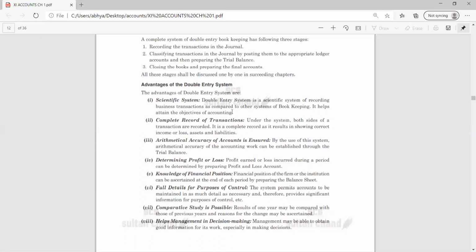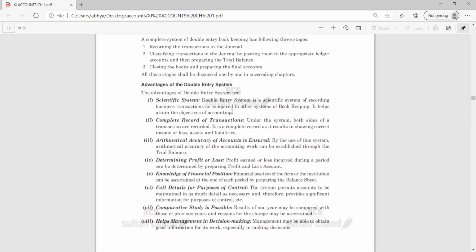How arithmetical accuracy? If the debit side and credit side are not matching, it means we have made some mistake somewhere in one of the transactions. Because if we record the same amount at the debit side and the credit side, then after completing the journal, when we do the totaling, the debit side total must equal the credit side. If not, there is some arithmetical error. It may be a calculation error, or somewhere we have to return 500 but by mistake we have written 5000. Such types of mistakes can be there.